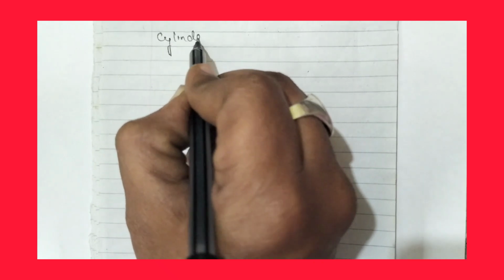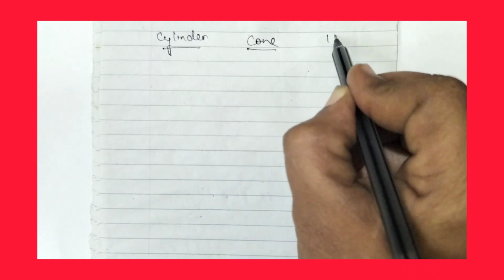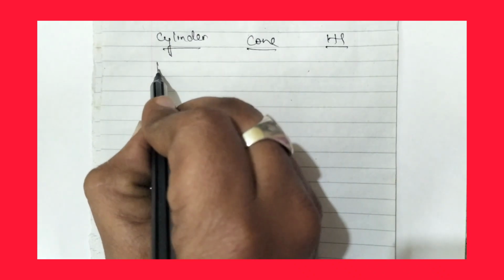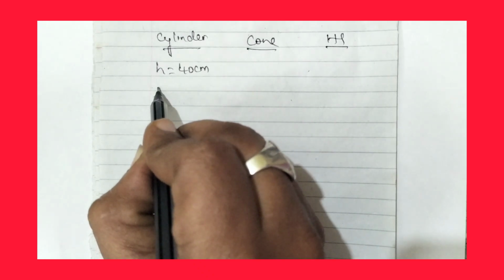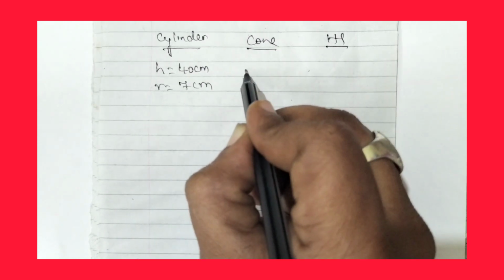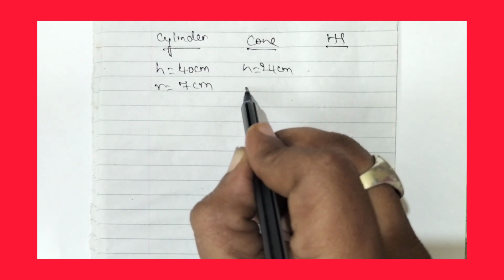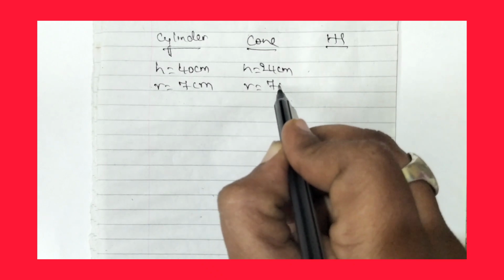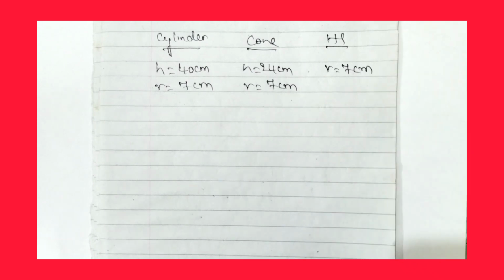So here three figures are there. One is a cylinder, another is a cone, and then a hemisphere. The height of the cylinder is given as 40 centimeter, and the radius of the cylinder is given as 7 centimeter. Then the height of the cone is given as 24 centimeter, and the radius of the cone is given as 7 centimeter. Then the radius of the hemisphere is equal to 7 centimeter.